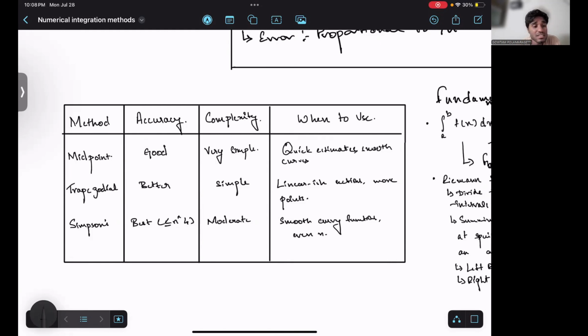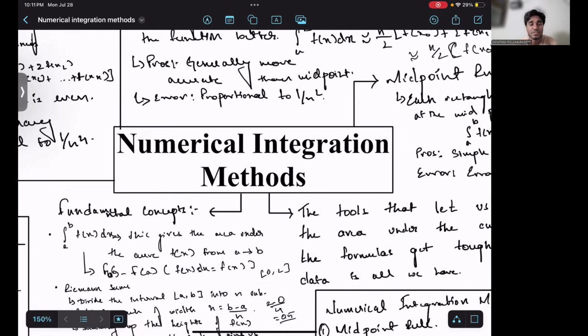And Simpson's rule is the best because the error in this rule converges as fast as the function 1 by n to the power of 4 converges. So with small increments in the intervals, we can get better approximations of the function we need. The complexity of calculating the approximations using this rule is moderate. And this rule works best for smooth curvature functions and even n, that is, an even number of intervals. So this is about numerical integration methods.